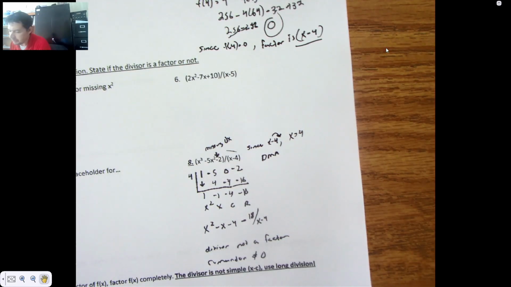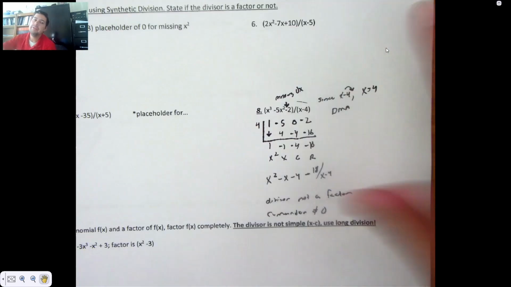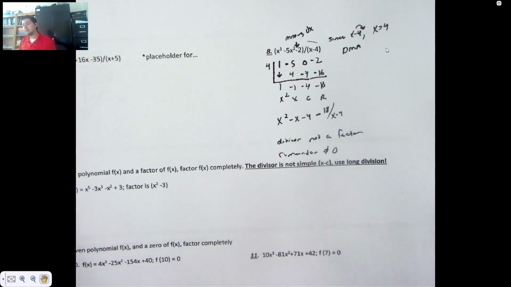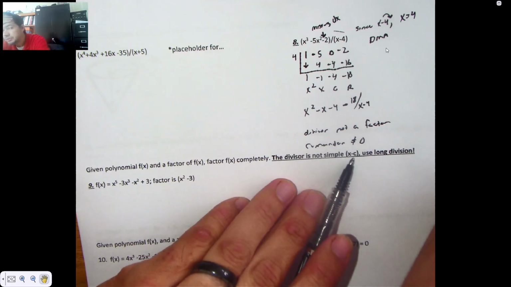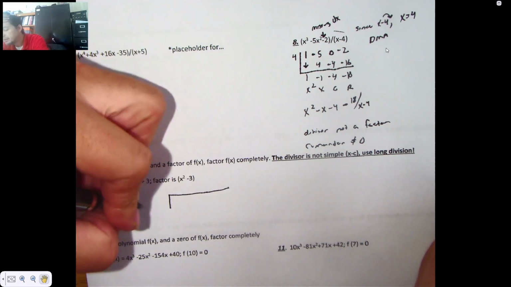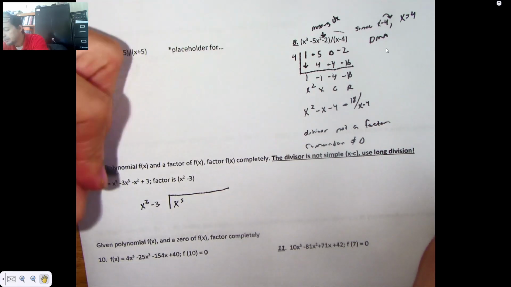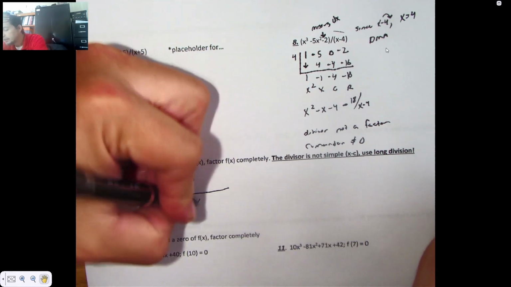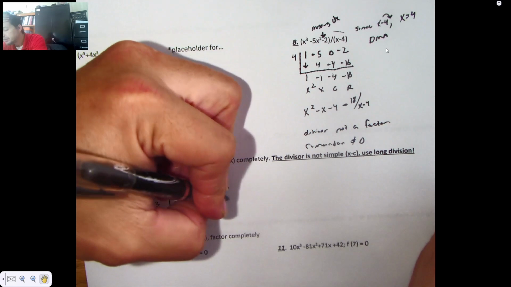So there's that one. Number 9 is a completely factoring kind of deal. You're going to use synthetic division to pull something out, and then you're going to factor what's left. So given polynomial f of x and a factor of f of x, factor f of x completely. That's a mouthful right there. The divisor is not a simple x minus a constant, so you have to use long division. Long division is really where it's at. I like synthetic division because it's easier than long division, but placeholder. It's just not as useful. I kind of wish it wasn't in your standards.